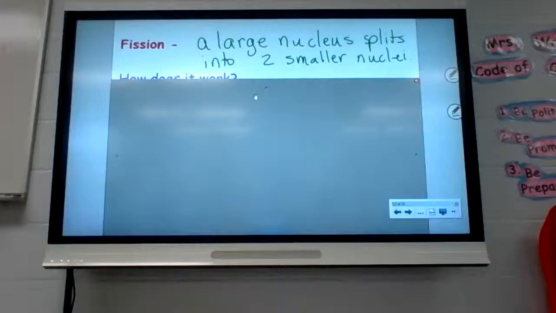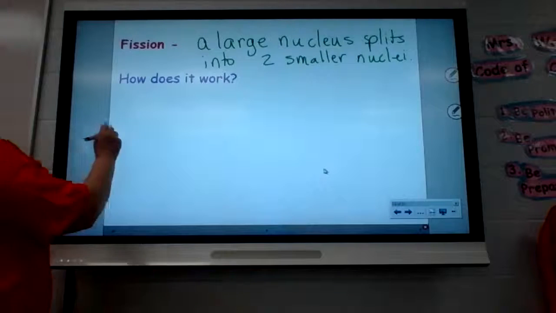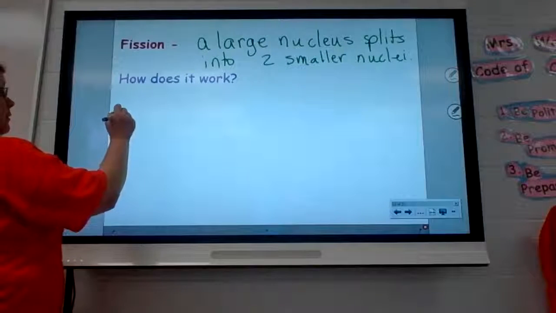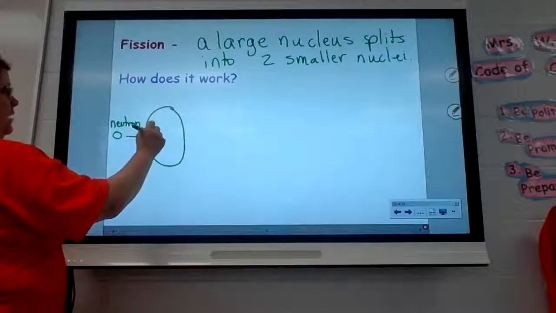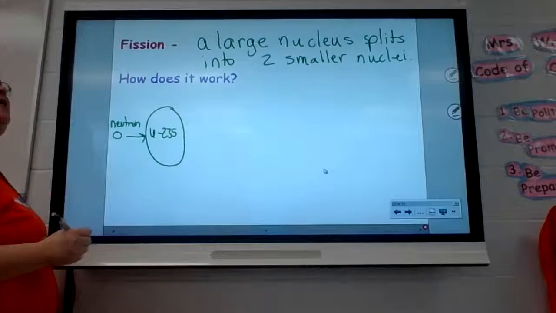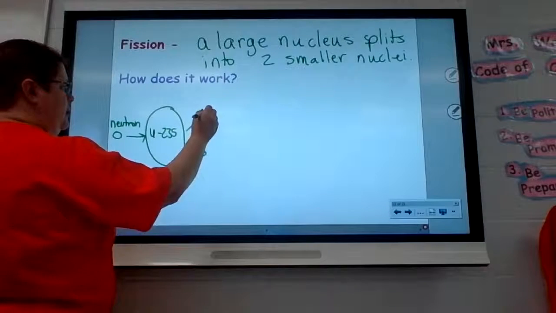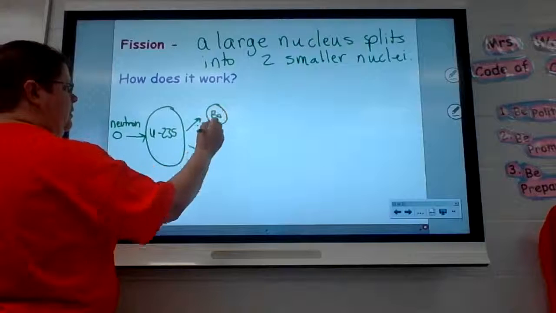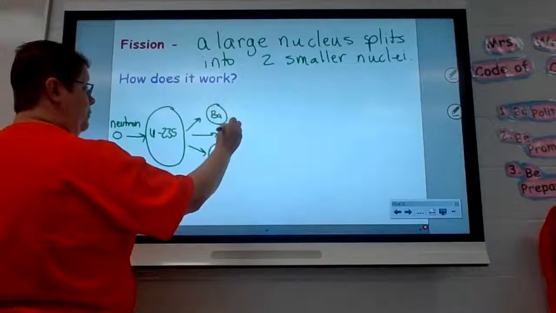Fission is what most of you are the most familiar with. When you hear about nuclear power plants, when you hear about atomic weapons that we used in 1945, this is nuclear fission. So you start with a neutron. It hits a large nucleus like uranium-235. You do not have to know what the numbers or the elements are. It breaks apart into a smaller barium and krypton, and it makes another neutron.